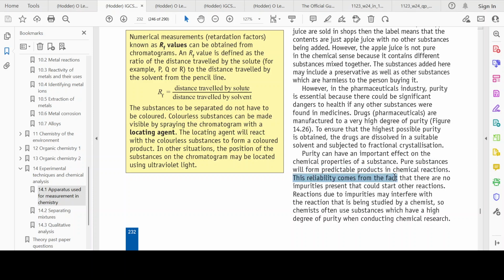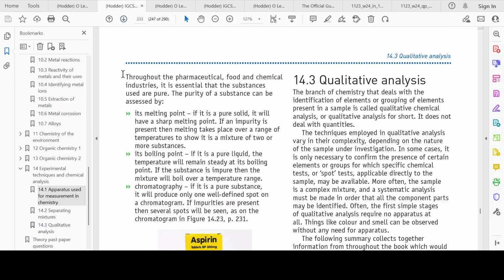This reliability comes from the fact that there are no impurities present that could start other reactions. Reactions due to impurities may interfere with the reaction that is being studied by a chemist. So chemists often use substances which have a high degree of purity when conducting chemical research. Throughout the pharmaceutical, food, and chemical industries, it is essential that the substances used are pure.